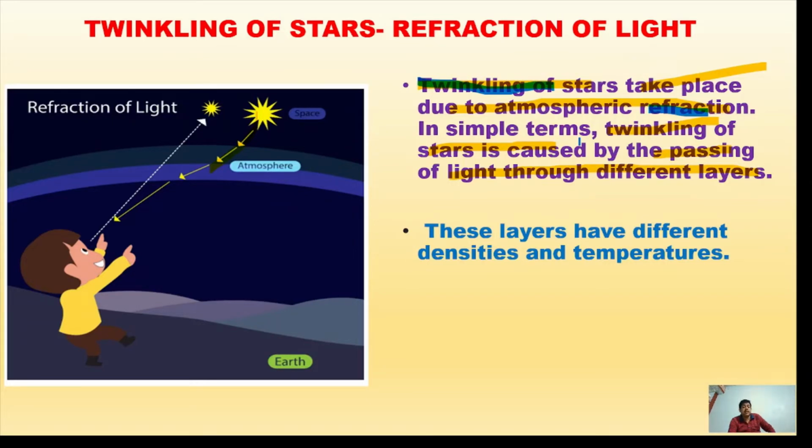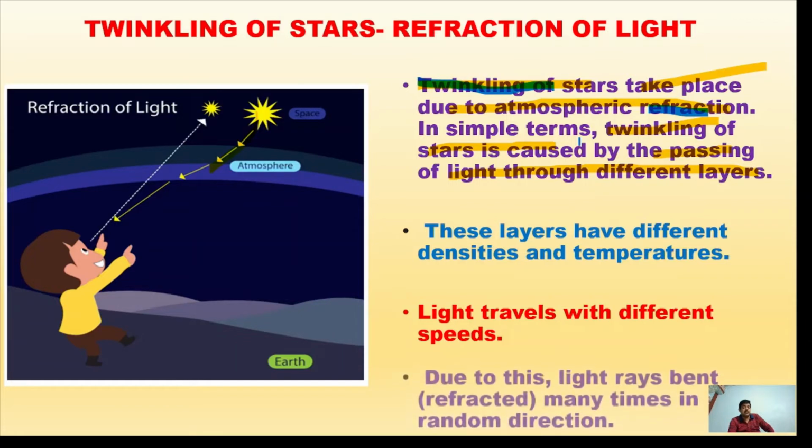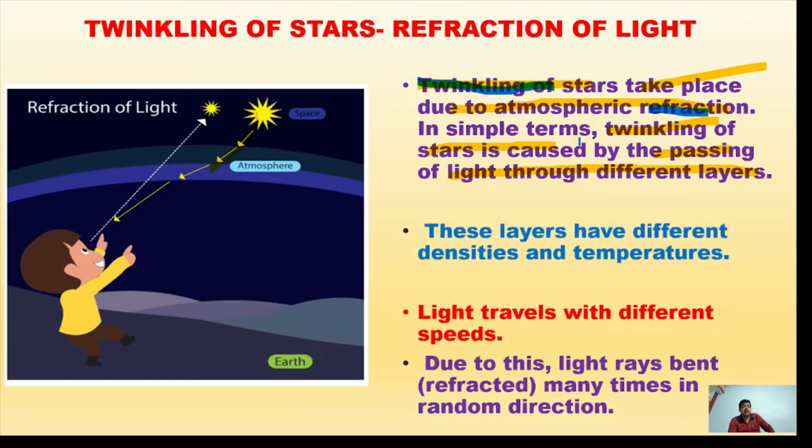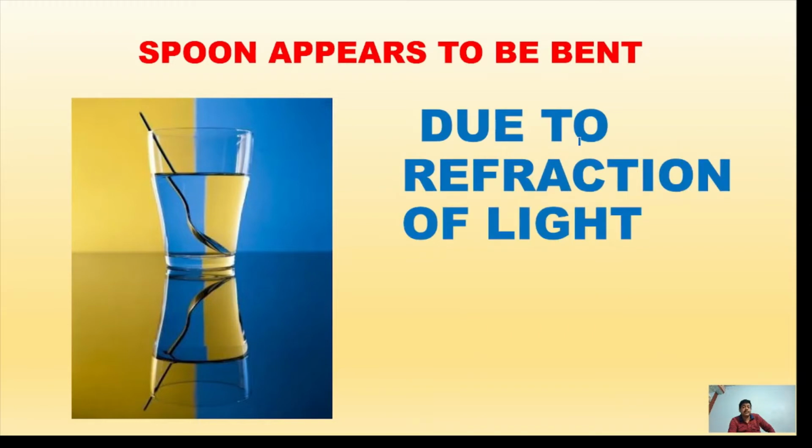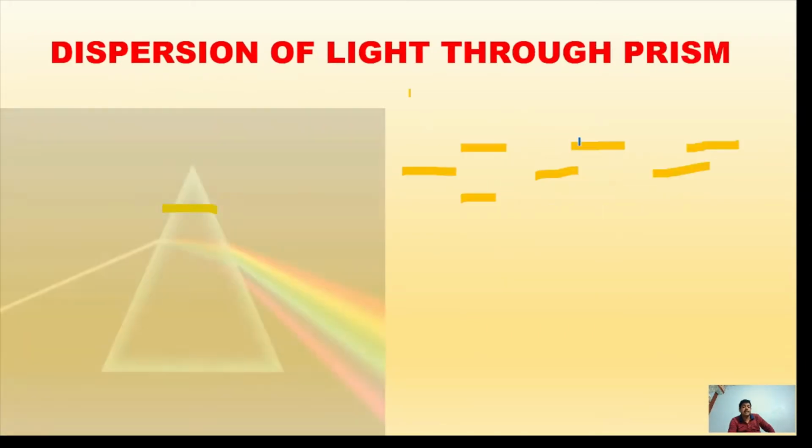Due to the change in speed, light undergoes bending, and due to continuous bending, light travels with a different speed. Due to this, the rays of light bend many times in random directions. As a result, the star appears to be twinkling. Similarly, the spoon appears to be bent due to refraction of light.